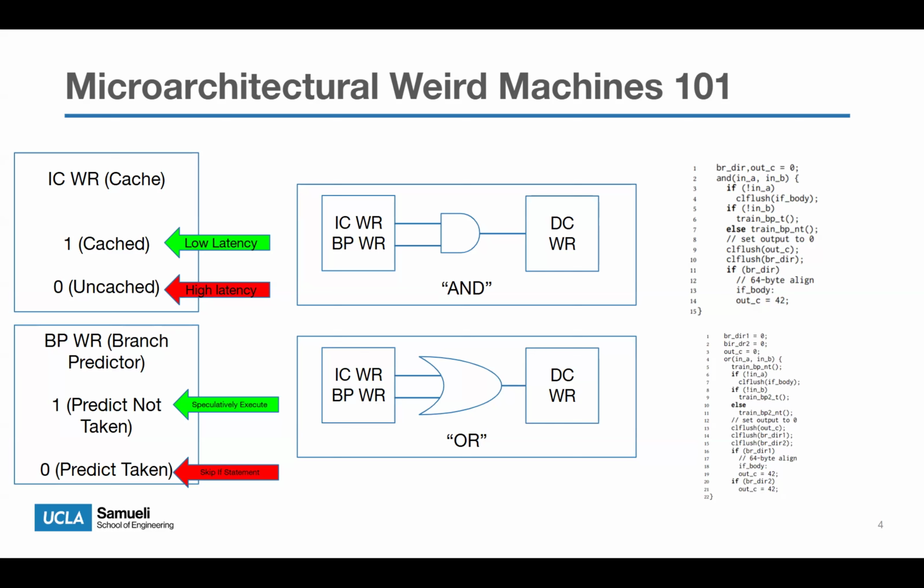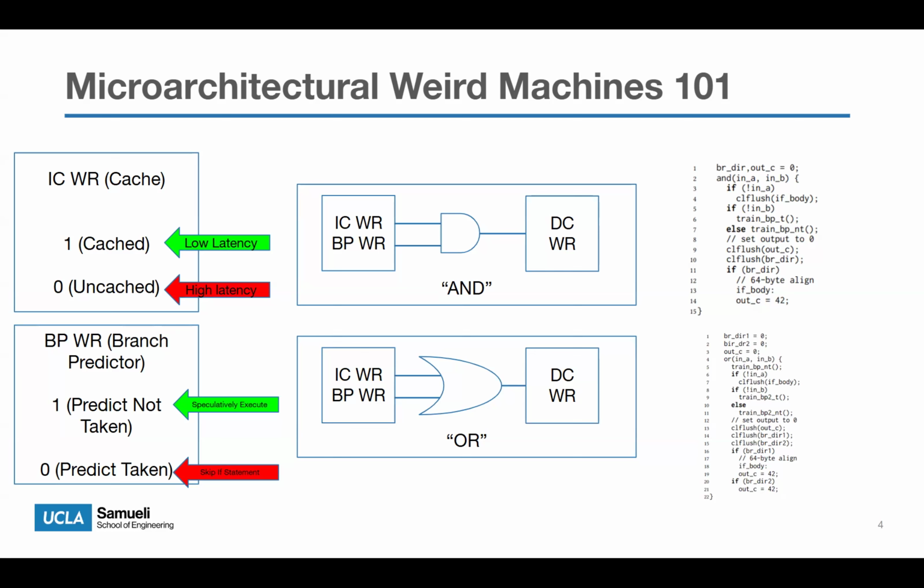And the intuition is that, well, if we predict not taken, we can do speculative execution, in which case we can try to run some code while we have a transit window. So let's say you want to make an AND gate. What we could do is take the branch predictor and add some branch predict not taken, which gives us a transit window to check if our instruction cache is cached.